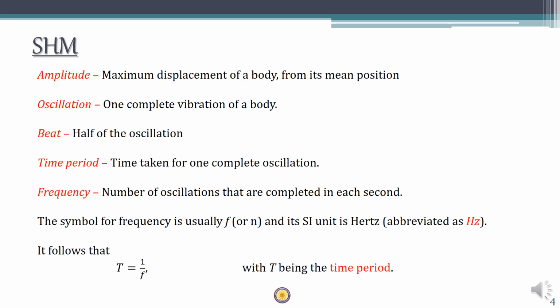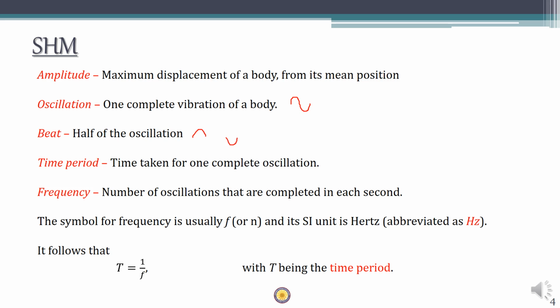And let's see some terms related to simple harmonic motion, which is amplitude. Amplitude is nothing but the maximum displacement of the body from its mean position. Okay, and oscillation: one complete oscillation or one complete vibration of a body is called an oscillation, which means one crest and a trough together. Okay, this is oscillation. Whenever it is half of this oscillation, which is either a crest or a trough, okay, this is called a beat.